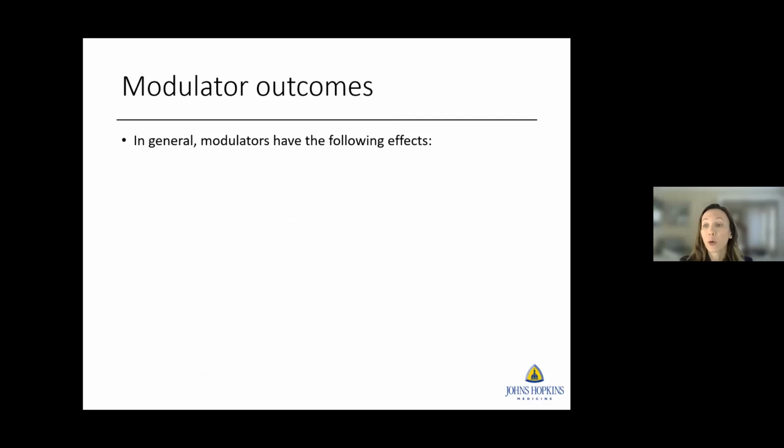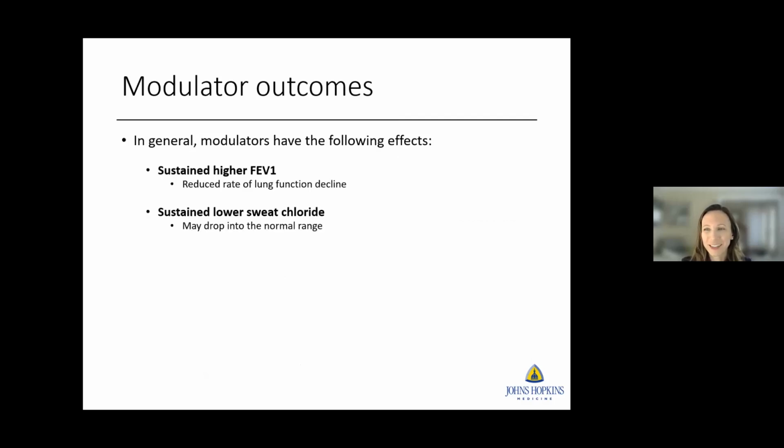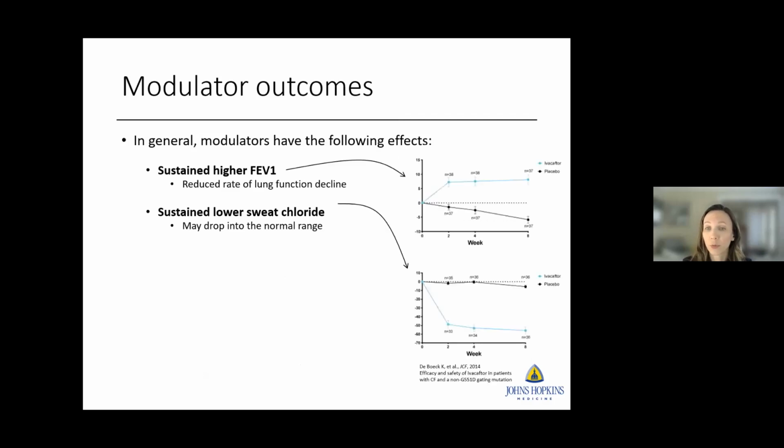So when we think about the outcomes of CFTR modulators, they generally have the following effects. And there's a reason I defined these terms. So generally speaking, we see a sustained higher FEV1% predicted for people that go on modulators and a reduced rate of lung function decline. We also, generally speaking, see a sustained lower sweat chloride. And for some individuals, that may actually drop into the normal range.